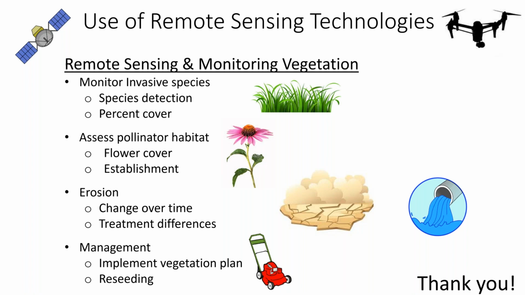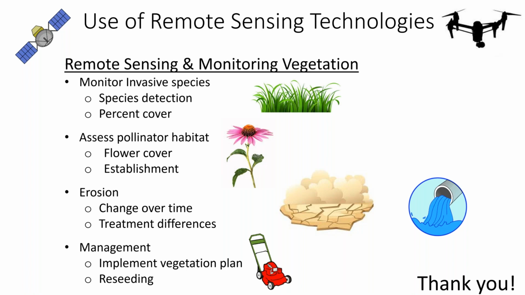It can help assess the establishment of pollinator habitat, both in terms of flower cover, as well as how well did that habitat actually establish. Do we have any bare spots in some areas that we may need to go back and do some reseeding? And then also, if you do have problems with water runoff or soil erosion, remotely sensed data can help you track that change over time, as well as determine if you maybe have differences between some of the types of vegetation cover you've selected to use.